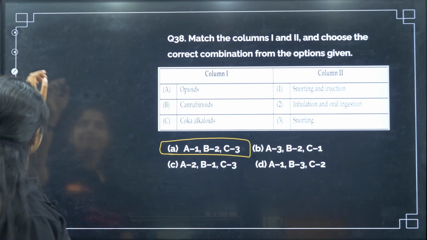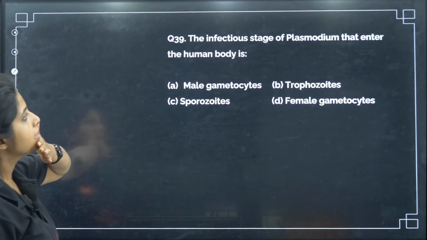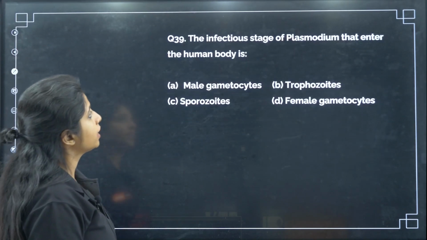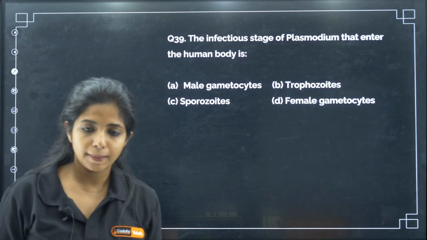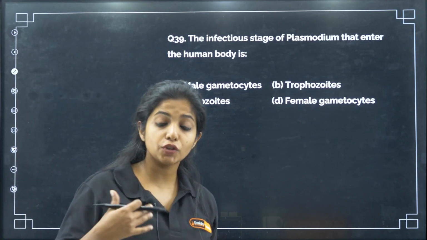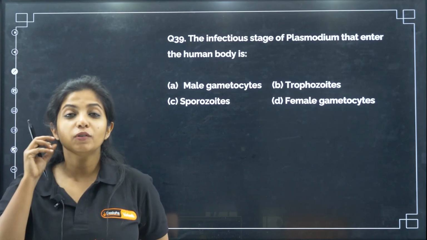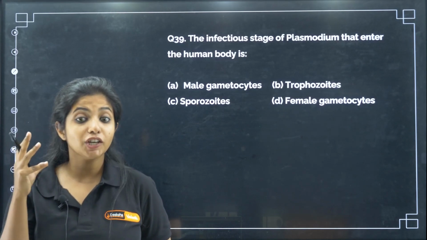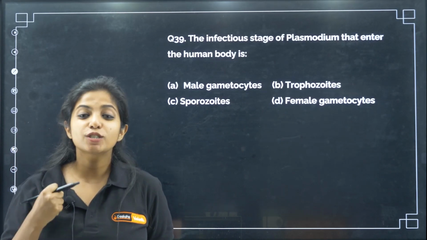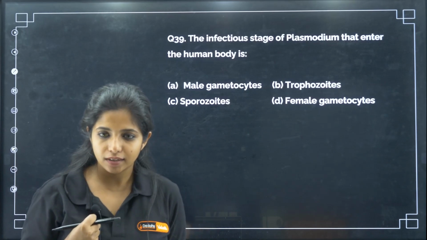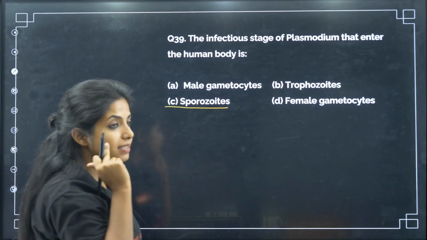Next, the infectious stage of Plasmodium that enters the human body is what? What is the infectious stage that enters the human body? Plasmodium is in which stage in the salivary gland of the mosquito? It's in the sporozoite stage, my dear children. It is in the sporozoite stage in the salivary gland.